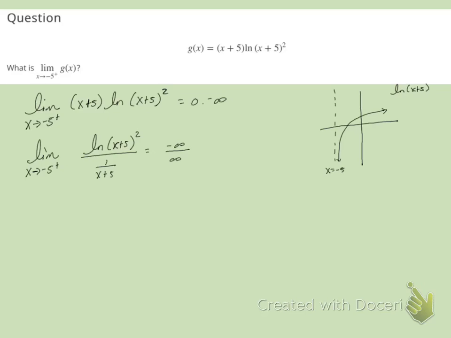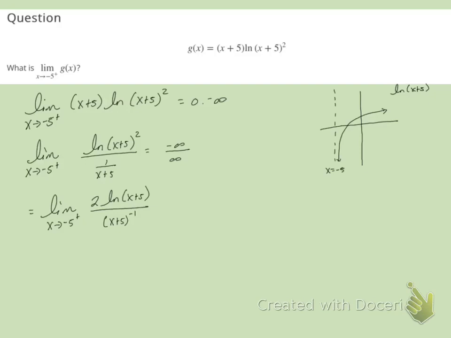So we can apply L'Hopital's rule. To make this a little easier, I'm going to use some logarithmic rules here, and I'm going to drop down that 2 so that I have 2 natural log of x plus 5 over 1 over x plus 5. And actually, let's write this 1 over x plus 5 as x plus 5 to the -1 power, just making the derivative a little bit easier.